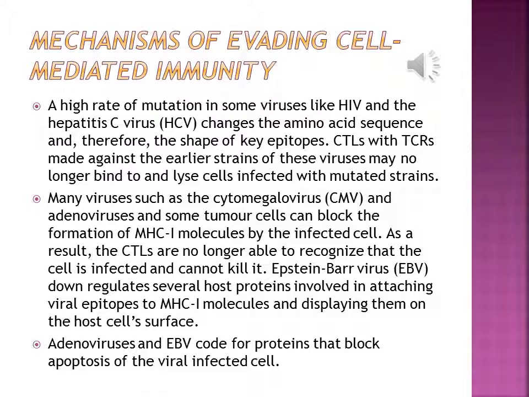A high rate of mutation in some viruses like HIV and hepatitis C virus changes the amino acid sequence and therefore the shape of the epitopes. Cytotoxic T cells with T cell receptors made against the earlier strains of these viruses may no longer bind to and lyse cells infected with mutated strains.